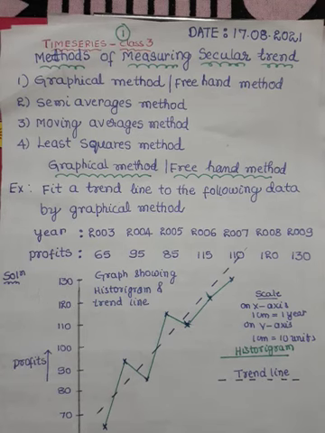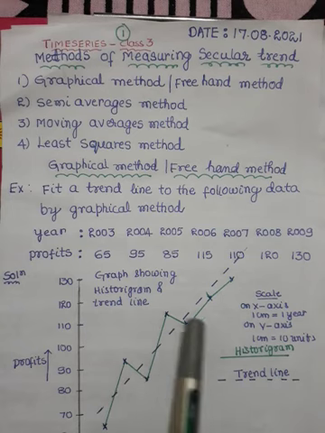How to draw the histogram? The time periods of the time series are to be taken along the x-axis, and the values of the time series are to be taken along the y-axis. For each pair of values, we get points on the graph sheet. If all those points are joined by straight lines, we get a curve or a graph which is called a histogram.